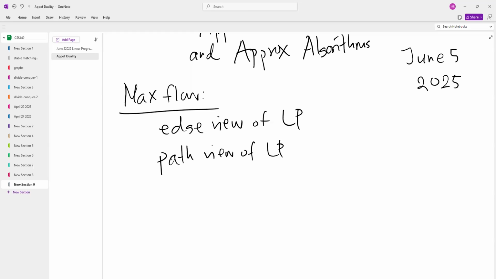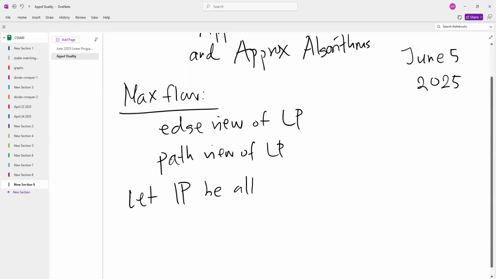So I can just basically say that I'm going to now assign a flow not to every edge, but to every ST path in the graph. So that's my viewpoint, right? So let's say I'm going to define P to be all the ST paths in the graph. Okay, all the ST paths in the graph.